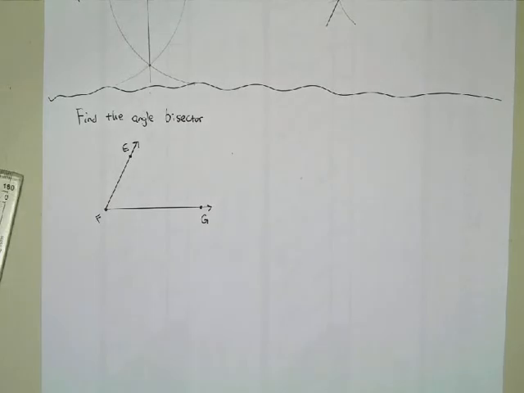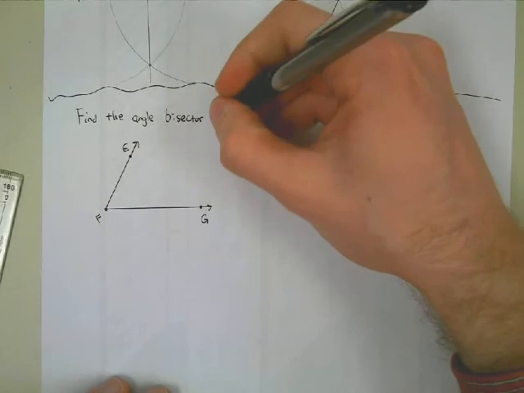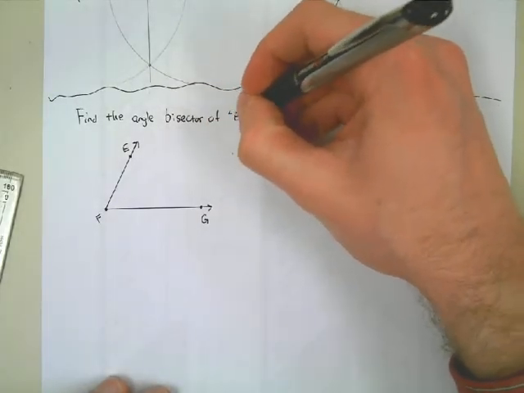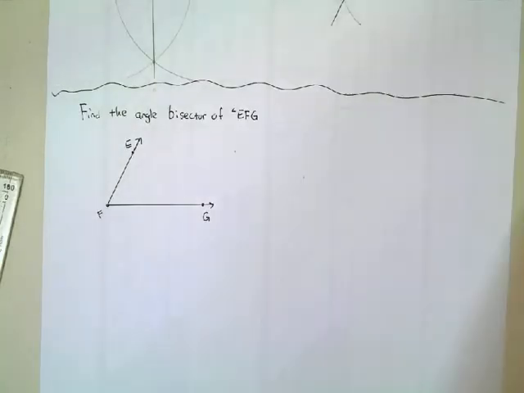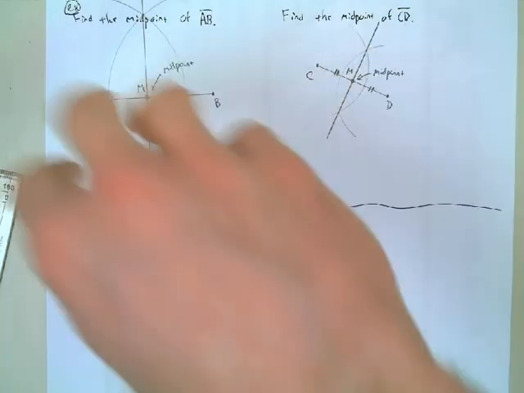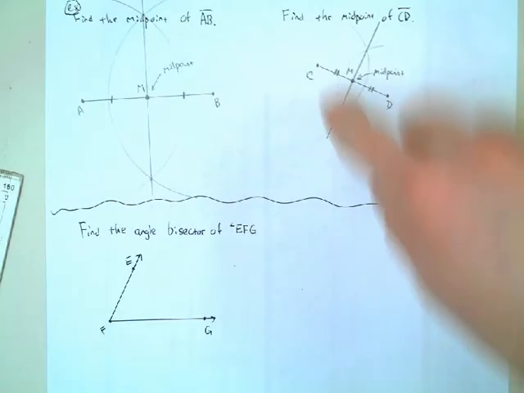Oh, sorry, find the angle bisector of angle EFG. Okay. Find the angle bisector of angle EFG. We are not copying an angle, right? Just like up here, we didn't copy anything. I didn't need to do this in a separate space. I did all my work on the segment because I was finding the midpoint for the exact segment. Here, same thing. I was finding the midpoint for this segment. Here, I'm finding the angle bisector for this angle. I do not need to recopy it over here or anything like that, okay?